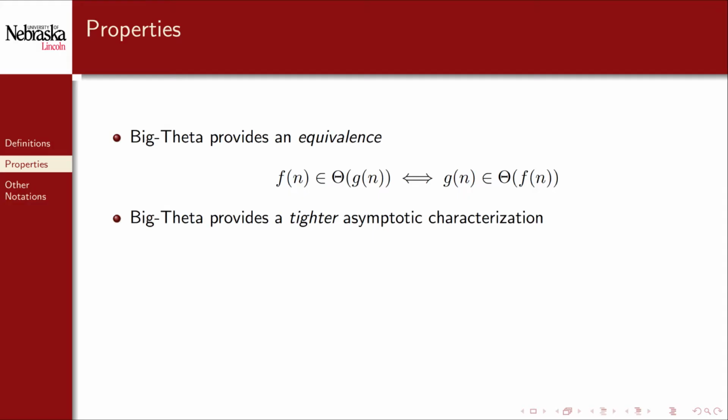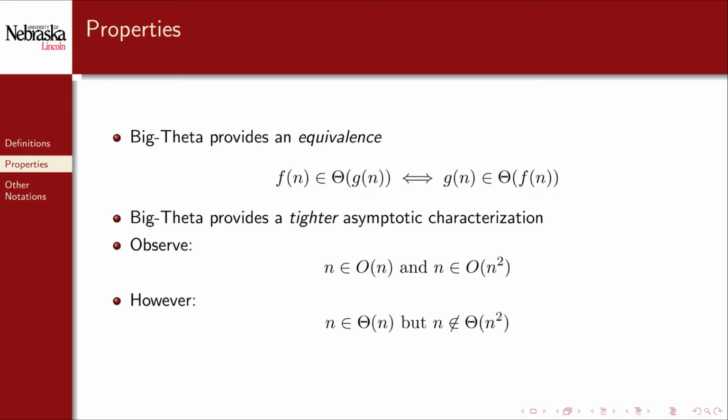In this manner, big theta provides a tighter characterization than just big O. For example, n is big O of n, but it is also the case that n is big O of n squared. Big O does not need to be a tight characterization. However, with theta, you don't have these loose characterizations. N is big theta of n, but n is not big theta of n squared.